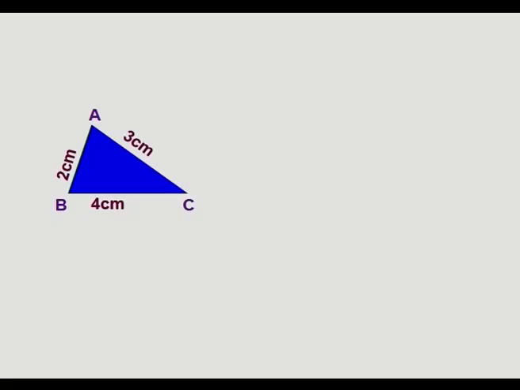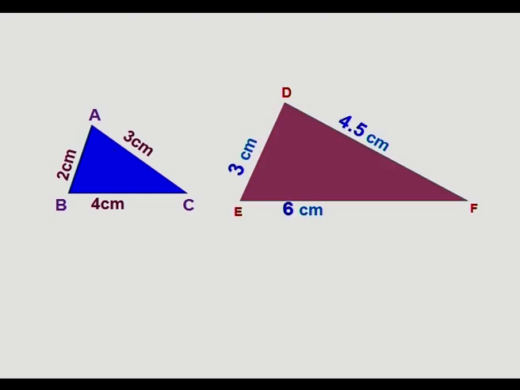Now, coming back to our triangle, children, just observe the triangle ABC. You can see the measures. AB is 2 centimeters, BC is 4 centimeters and AC is 3 centimeters. Now, observe one more triangle, triangle DEF. You can see that the measurements of the sides of triangle DEF are also given. DE is 3 centimeters, EF is 6 centimeters and DF is given as 4.5 centimeters.